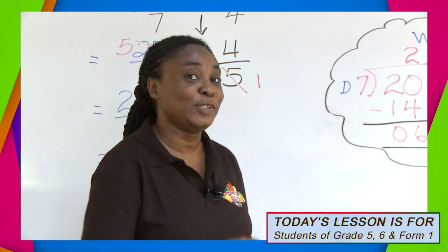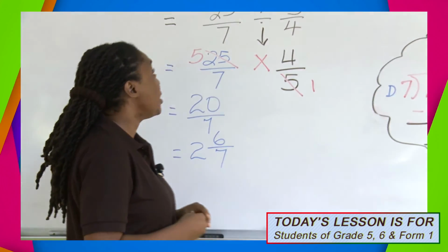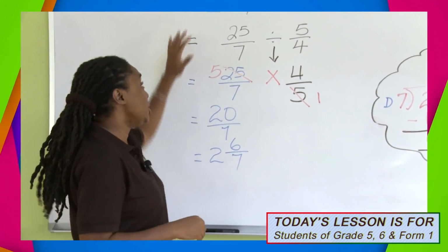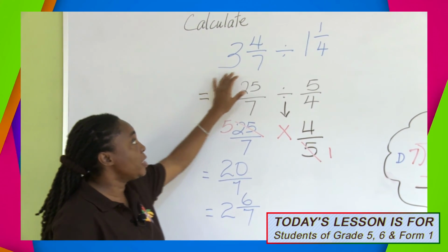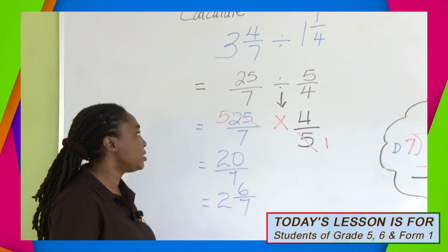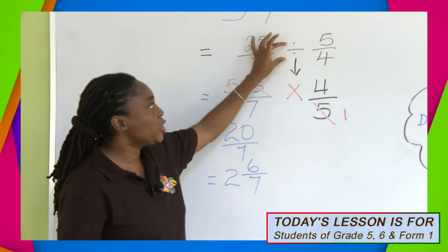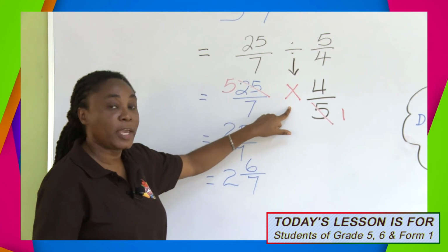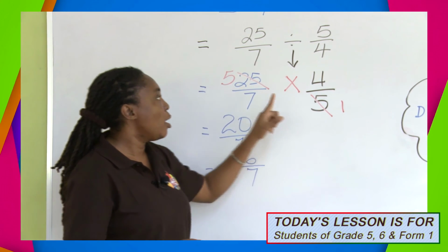I know you're excited to show me your answer. So let's walk through the steps together. Now we started off with our initial equation. The second thing we did was change our mixed numbers to improper fractions. Then we kept our first fraction. We changed our division sign to a multiplication sign, and we flipped the second fraction.